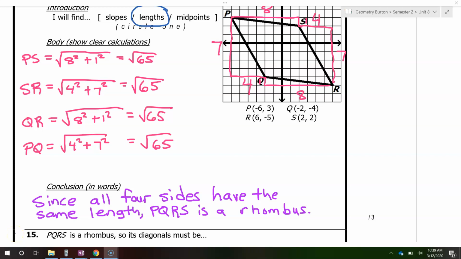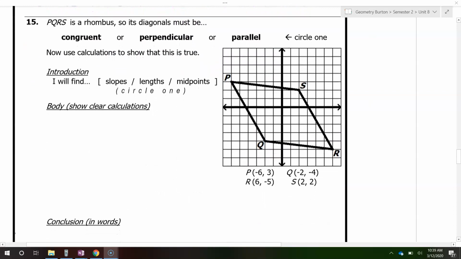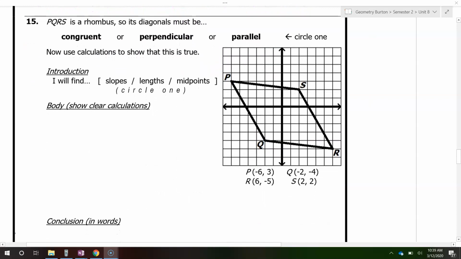So here's my conclusion. Since all four sides have the same length, PQRS is a rhombus. Now, since PQRS is a rhombus, the diagonals must be perpendicular. This is just something that we memorized. It's the special property of a rhombus that we memorized. The diagonals of a rhombus are perpendicular. Hopefully you did memorize that.